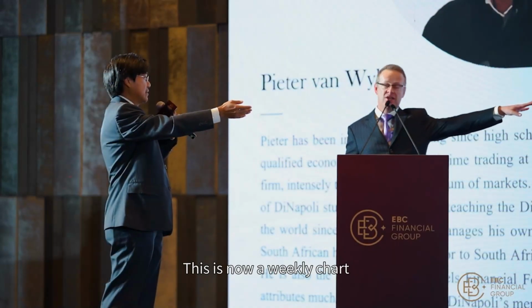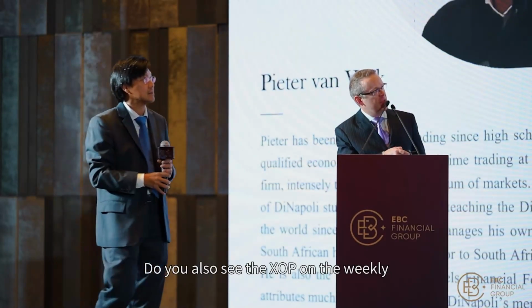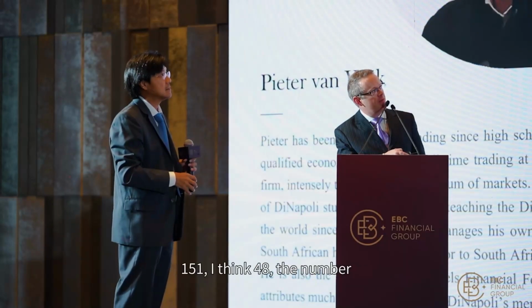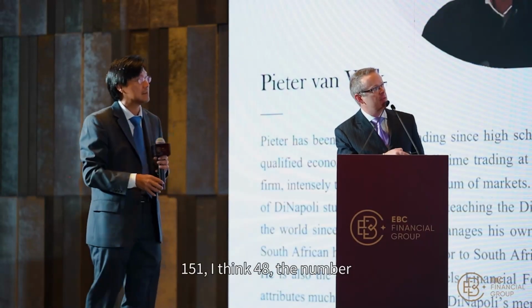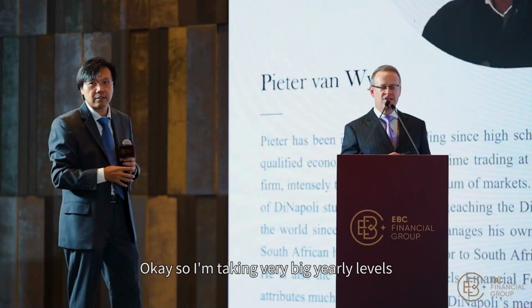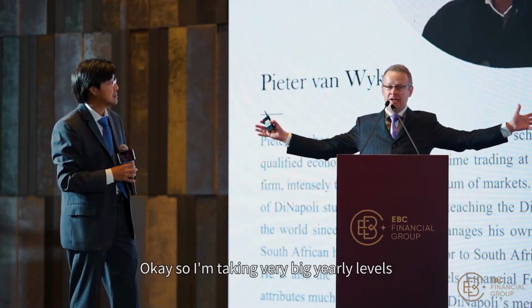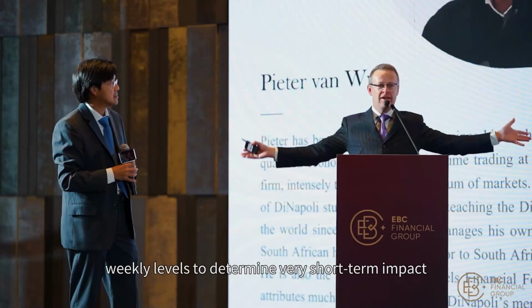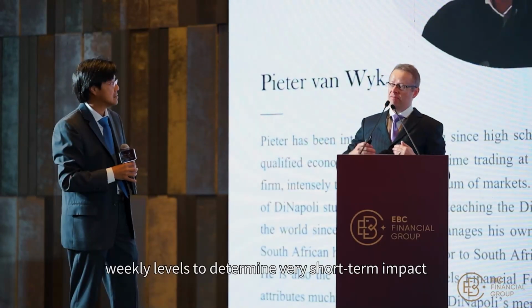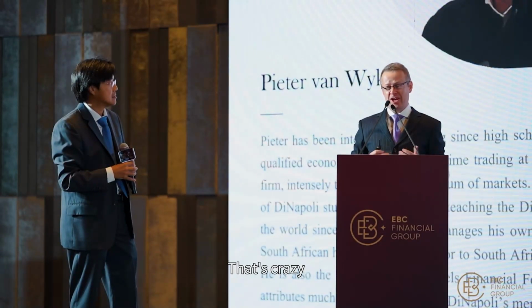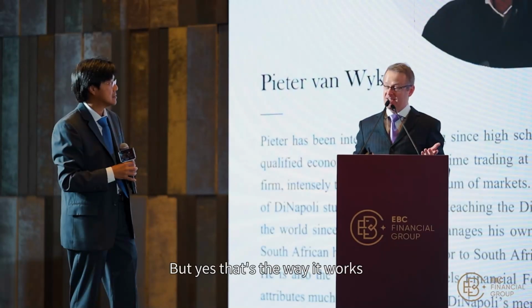This is now a weekly chart. Do you also see the XOP on the weekly? 151, I think 48, the number. Okay, so I'm taking very big yearly levels, weekly levels, to determine very short-term impact. That's strange, don't you think? But yes, that's the way it works.